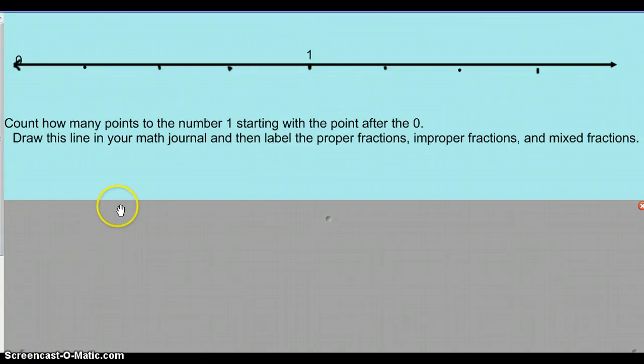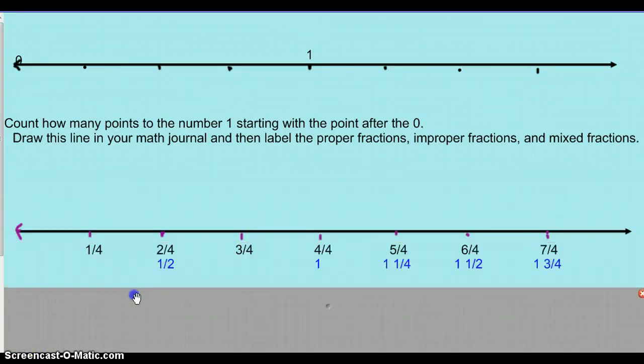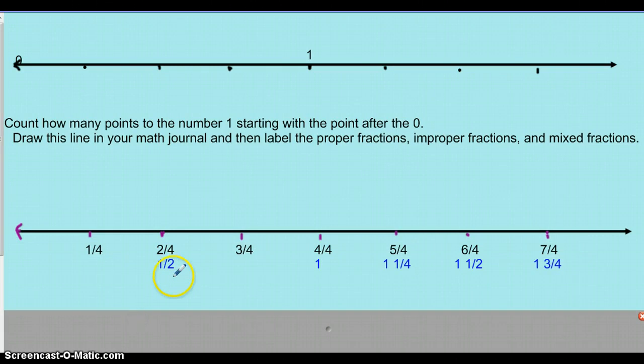Now let's check your answers. This one I reduced. Divided both by 2, as you know, and I got 1/2. So these are my proper fractions. This is an improper fraction, as well as 5/4, 6/4, and 7/4.